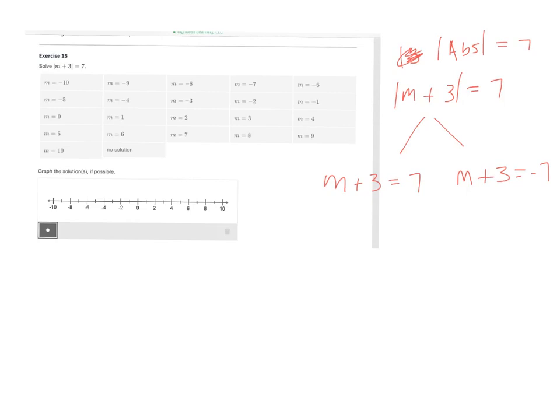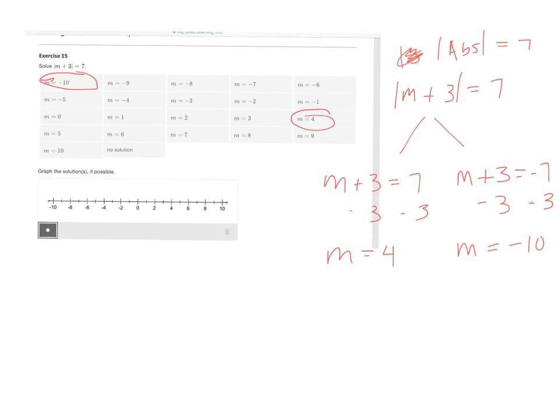Now I have two equations that I can solve. On the first one, I'm going to get rid of this positive 3 by minusing 3 from both sides of that equal sign. So minus 3 gives me m is equal to 4, so that should be one of my solutions. And the next one, I'm going to minus 3, that gives me m is equal to negative 10. So now we can answer the first question, which is what are the solutions. So I think I can just circle it. So there's negative 10 and positive 4.